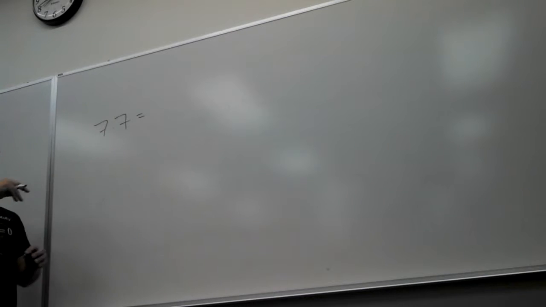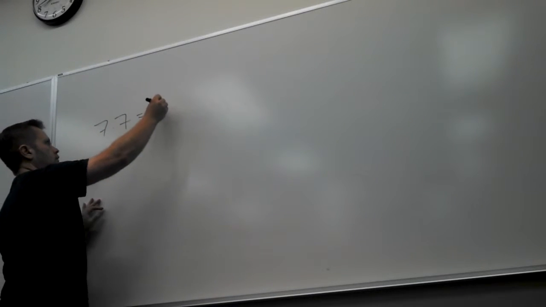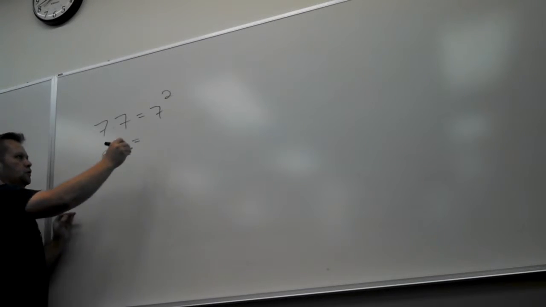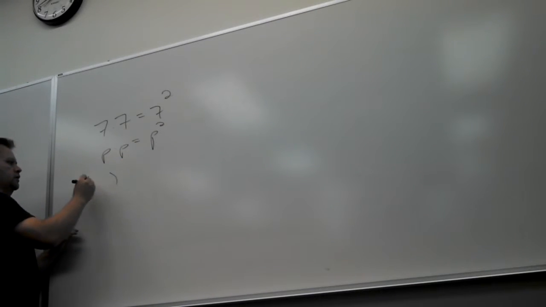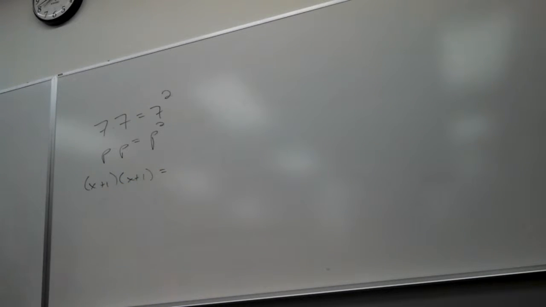What's a more concise way to write that? Don't actually do it, just write it in a different way. Don't say 49. What's a more concise way to write that? 7 squared. What's a more concise way to write that? B squared. So what's a more concise way to write that? X plus 1 squared. Good.